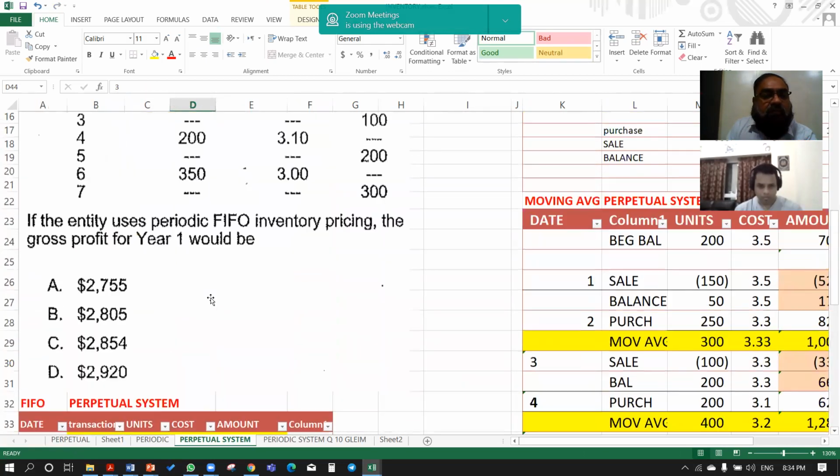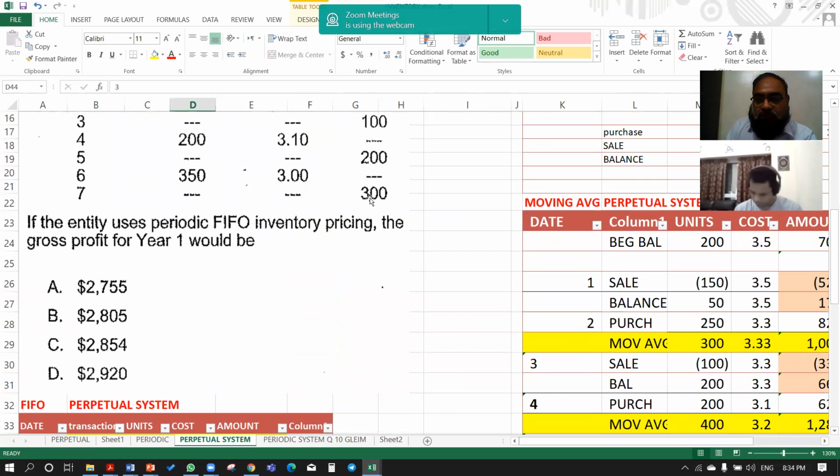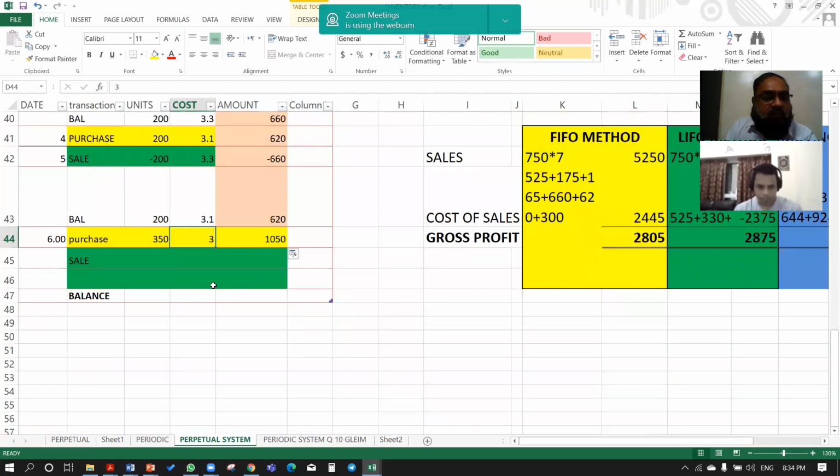How many units are sold now finally? 300 units you have to sell. We have the first lot at 200 units. So how will we sell now? 200 first, and then out of 350, 100. 200 at 3.1, so it will be how much? 620. So let me put it in minus. And in total we have to sell 300, right?